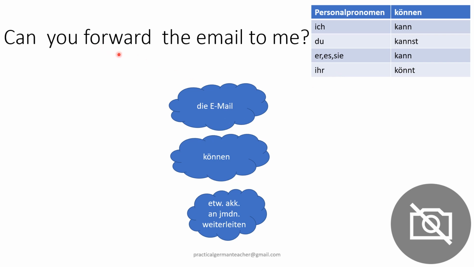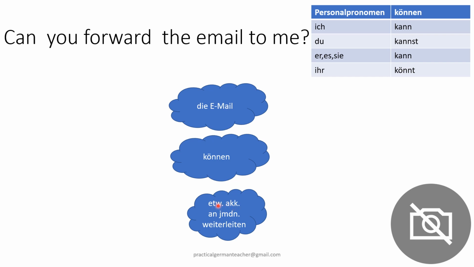The verb for to forward in German is weiterleiten, but as you know, I have requested you to look for new verbs on the website leo.org. And there, when you look for the German verb for forward, you will see the result as this: etw.akk. an jmdn. If you don't know, etw. is an abbreviation for etwas, meaning something. Akk. is the abbreviation for accusative. That means this, whatever this is.